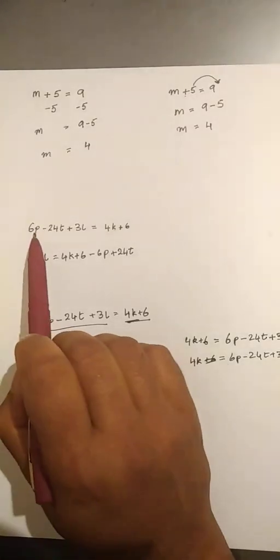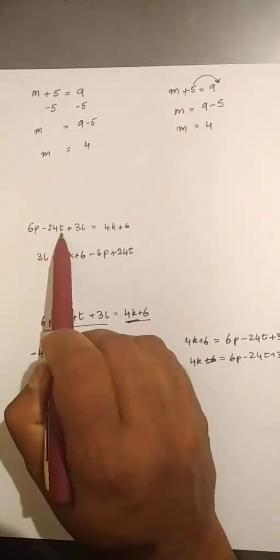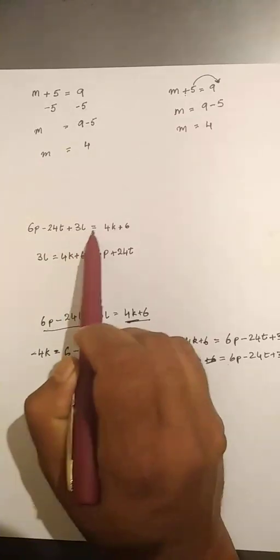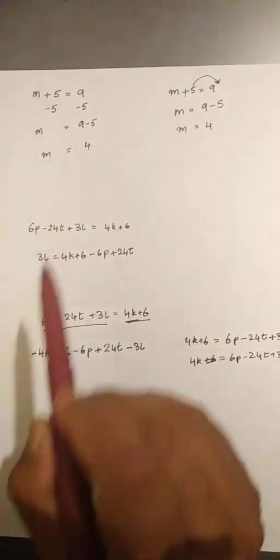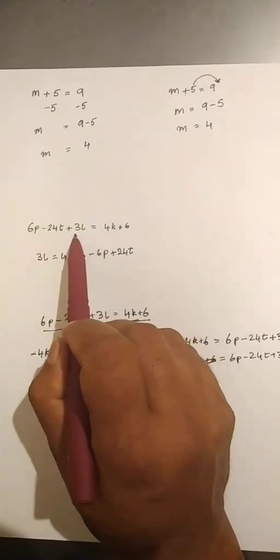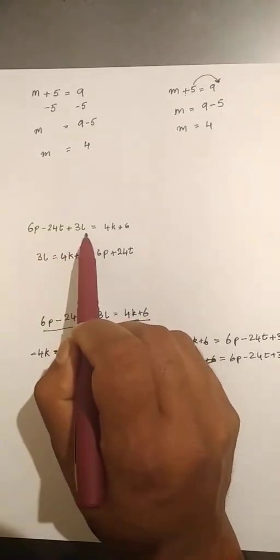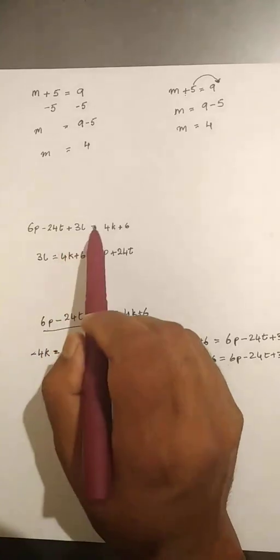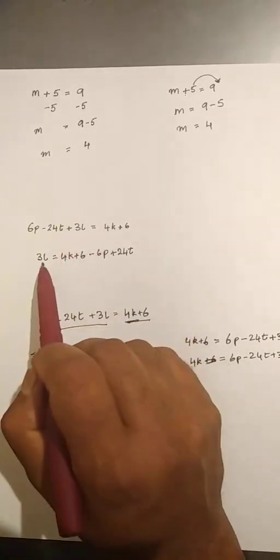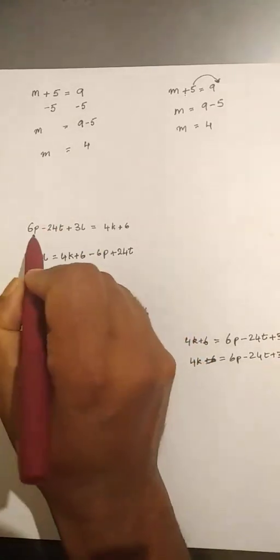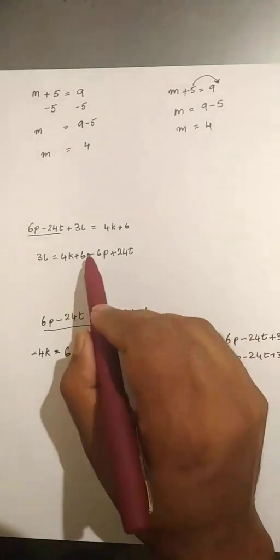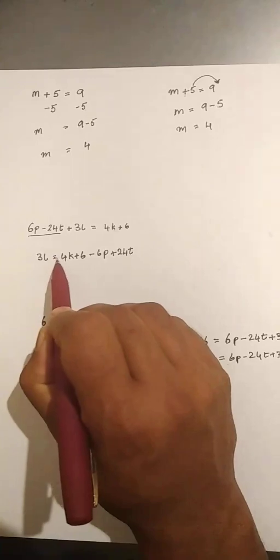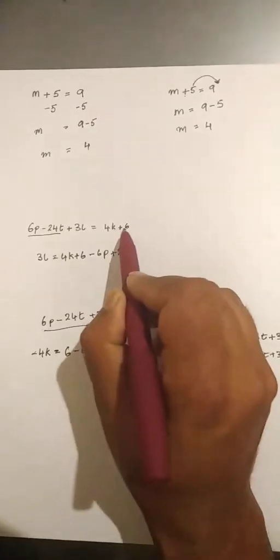Let's look at another case. 6p minus 24t plus 3l equals 4k plus 6. Let's rewrite this so that only this L term remains on the left hand side. So we leave 3L here. We're going to move 6p minus 24t across. So first we put the equals to sign, equals 4k plus 6.